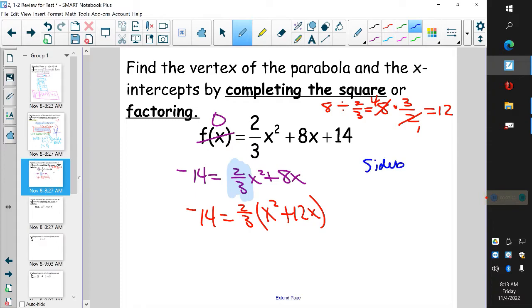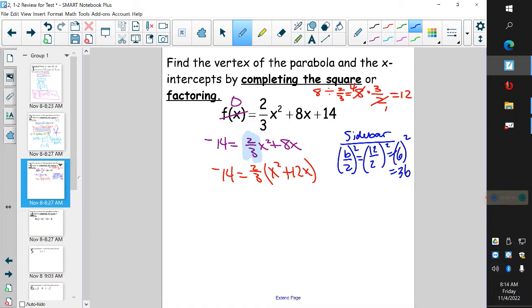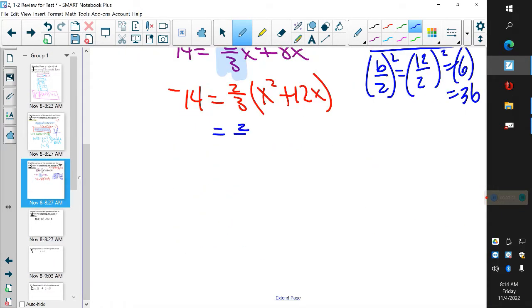My sidebar is whenever I'm going to be taking my b divided by 2 squared value. What is b in this problem? It is 12, so I'm going to take 12 divided by 2, which is 6, squared is 36. Where am I adding the 36 to? Inside the parentheses. So this is going to give me 2/3 parenthesis x squared plus 12x plus 36 inside.